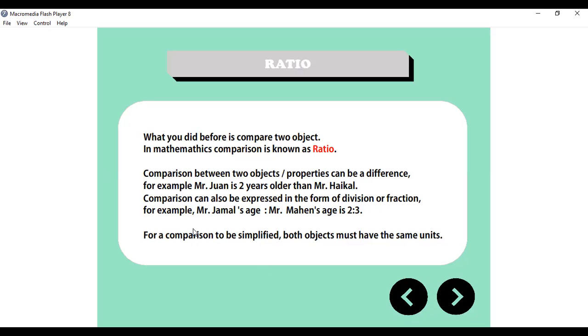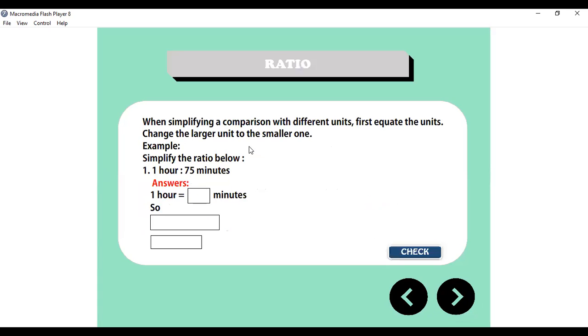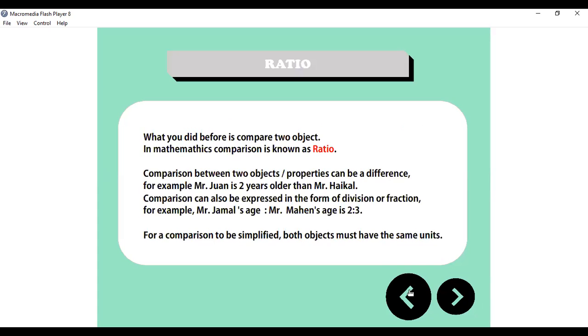Next is the summary of the ratio, and I'll give the example questions. In the previous, what you did before is compare two objects. In mathematics, comparison is known as ratio. Comparison between two objects or properties can be a difference. For example, Mr. Juan is 2 years older than Mr. Haikal. Comparison can also be expressed in the form of division or fraction.